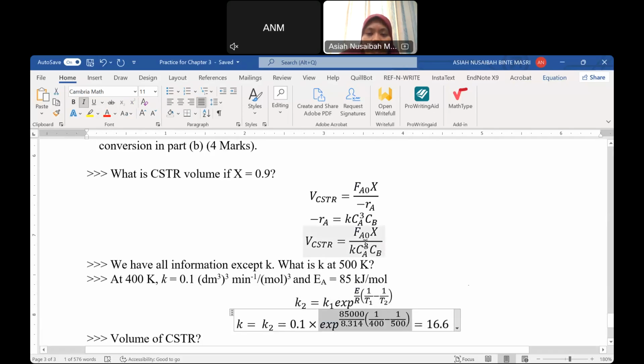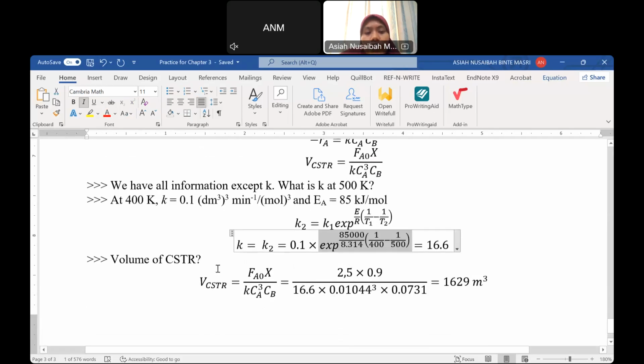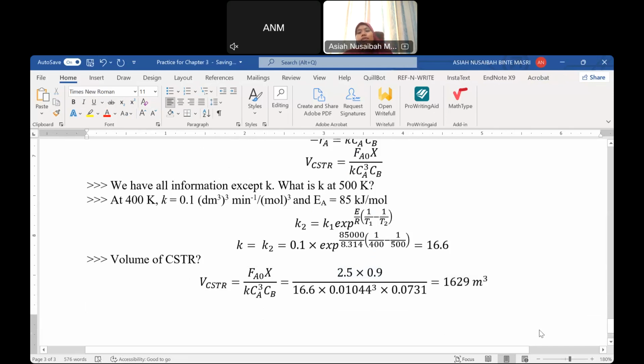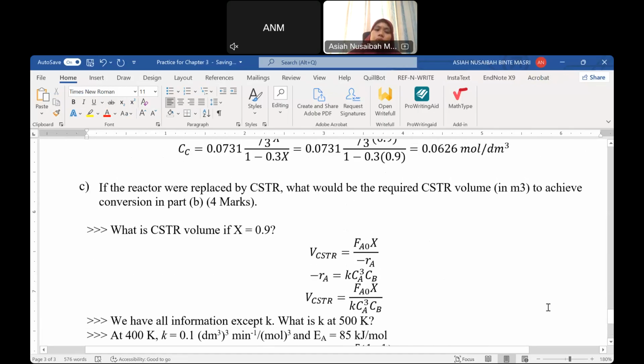Now we know everything already, so we can find volume of CSTR. So volume of CSTR is equal to Fn naught, which is 2.5 mole per minute, times X, which is 0.9, over K, 16.6, times Ca, which is 0.01044 cube, times Cb, which is 0.0731. We got the value of 1629 meter cube. Ensure the unit is correct. So we have solved our problem.